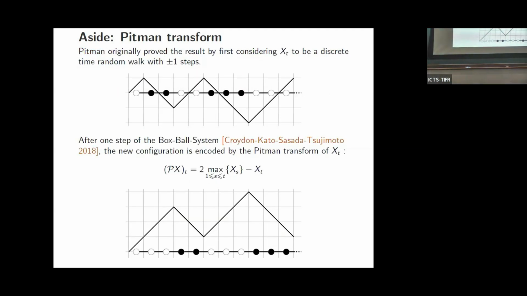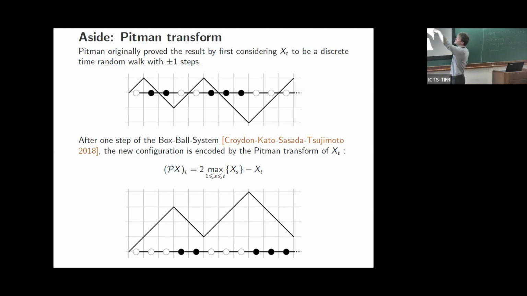The Pitman transform is also related to box-ball systems. I believe that this was discovered by Croydon, Kato, Sasada, and Sugimoto. And actually it's related to how Pitman's theorem was proved originally. What Pitman did in his first paper on this result is that he considered simple random walks, progressing with steps +1, -1. He proved a discrete version of Pitman's theorem, and then he took a scaling limit. That's how he did it.